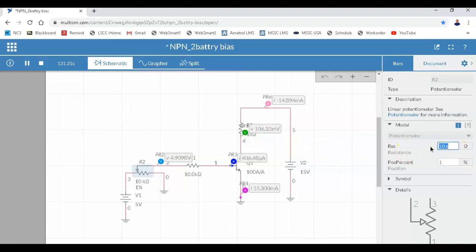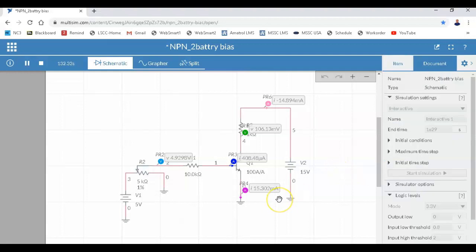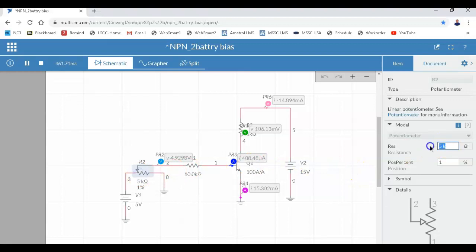A while ago, I set this at 5K. If my simulation is still running, it says it is. Let me stop it. I didn't want to set it at 5K. I need to go back and redo that. I'm doing that wrong. This is still 10K. Okay. And I'm going to drop 50%.